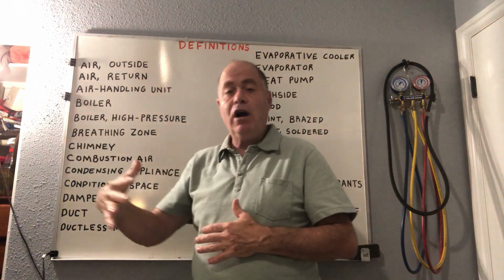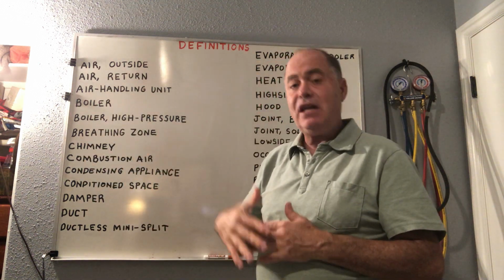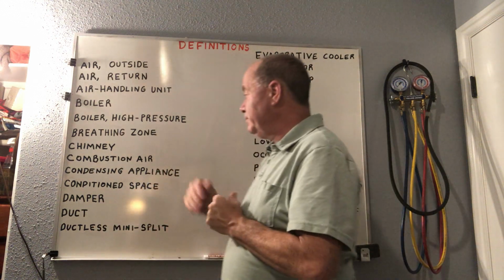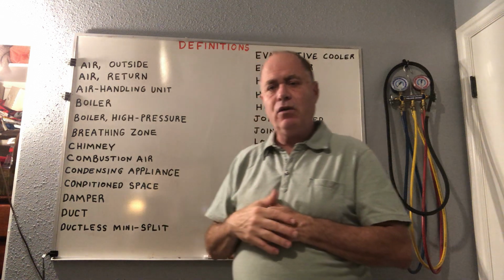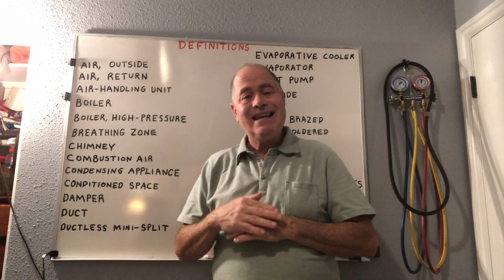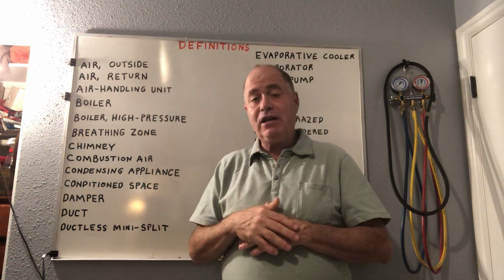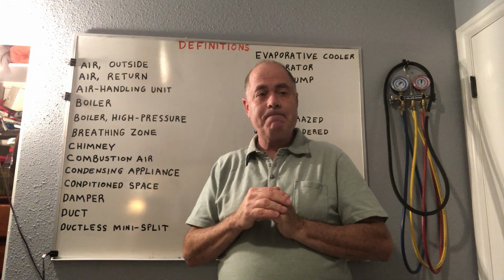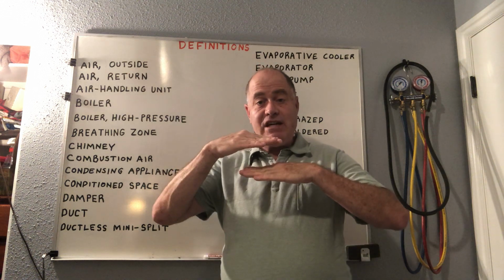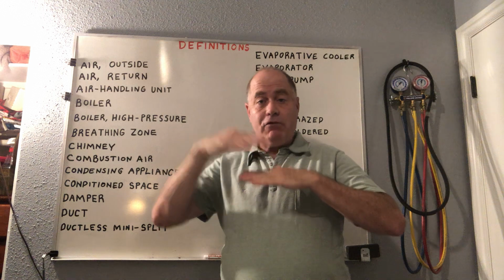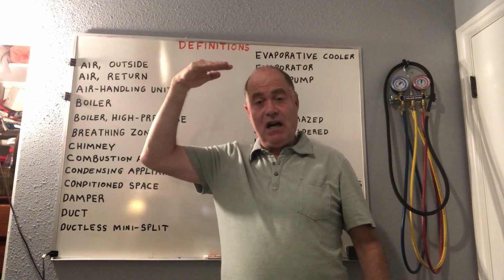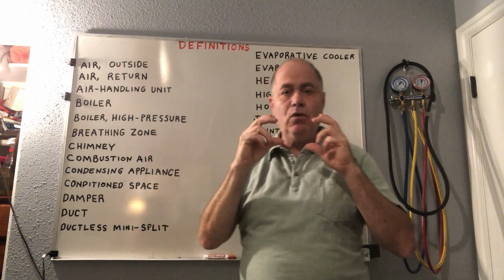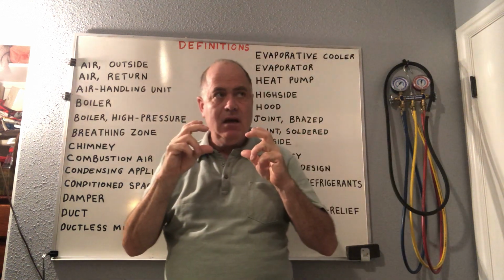If you're just heating water up to a pressure of 160, that's a low pressure boiler. Okay? What is the breathing zone? The breathing zone is inside a building, inside a conditioned space, anywhere from 3 inches off the ground to 72 inches or 6 feet high. Because that's basically where someone's mouth can be in a building.